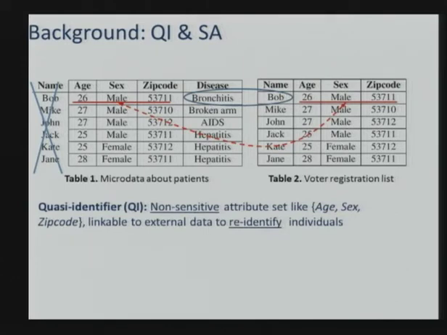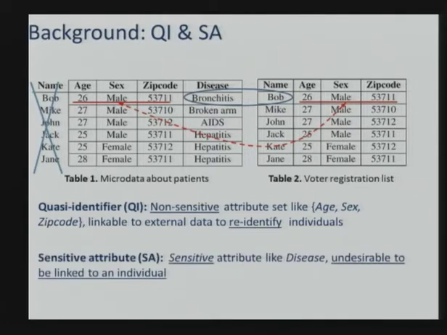In data privacy, we call attributes such as age, sex, and zip code quasi-identifiers. Such attributes can be linked to an external database such as the voter registration list to re-identify individuals. We name an attribute such as disease a sensitive attribute. The values of such an attribute are not supposed to be disclosed. Otherwise, sensitive personal information about individuals will be disclosed.